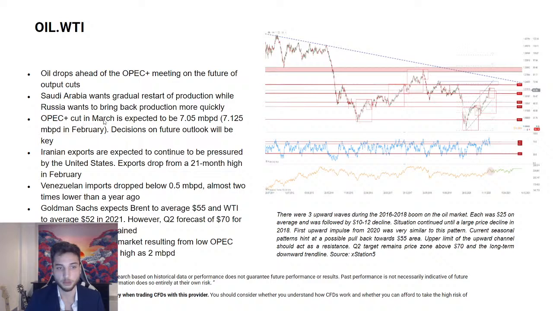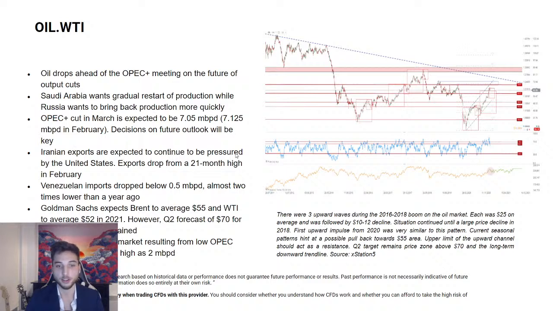OPEC cut in March is expected to be of 7 million barrels, 7.05 million barrels per day, while it was 7.125 million barrels in February. Decisions on the future outlook will be key. And in fact, if you're looking at the chart right now, not this one, but the one on the X station, you'll be able to see that price jumped, and we'll talk about that in a second.